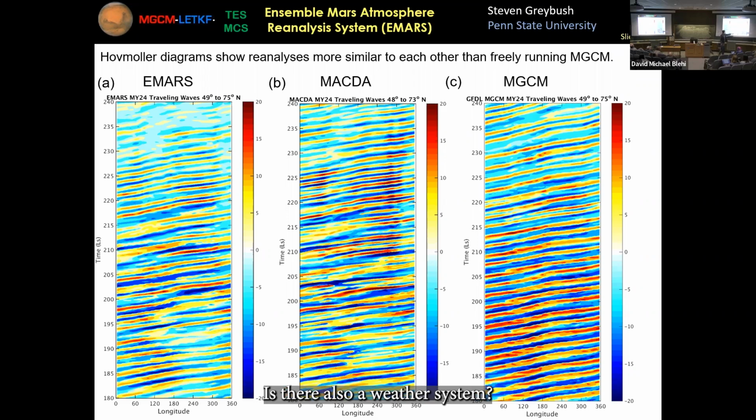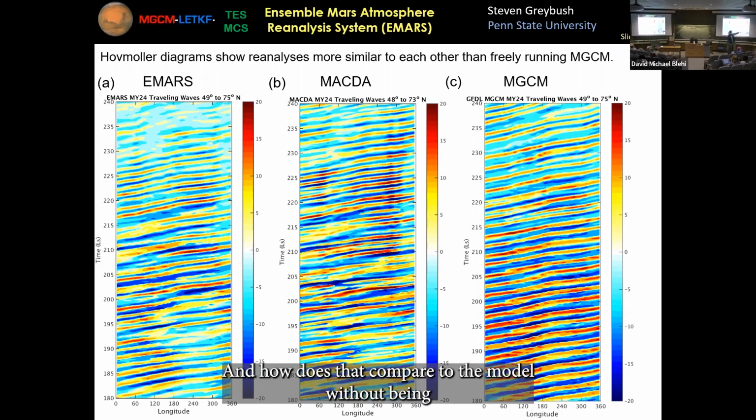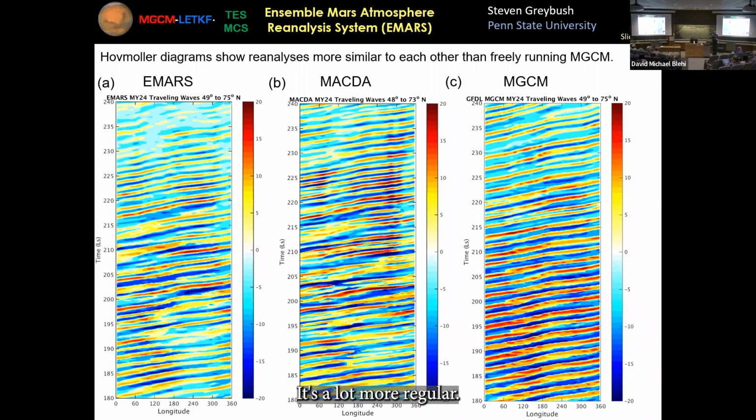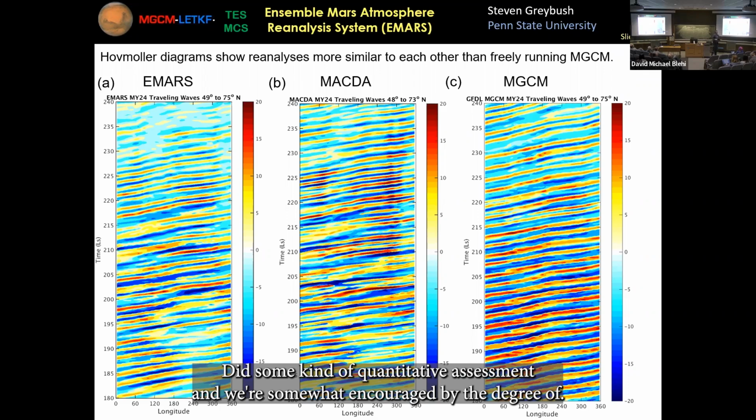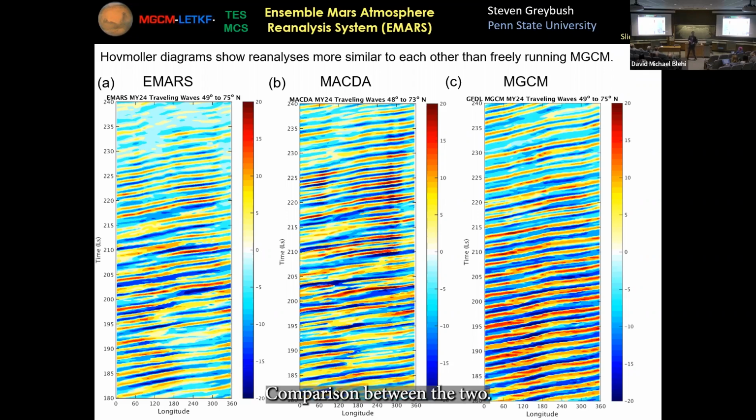So we want to see if EMARS says there's a weather system here, is there also a weather system in MACDA, a completely different reanalysis? And how does that compare to the model without being constrained by the data? You can see the model behaves quite differently. It's a lot more regular. With the observations, we should, for the most part, be tracking the meteorology, but you do see some differences here in the detail. So that gives us some confidence. Should we trust every single one of these storms in their track? Probably not, but overall, we did some quantitative assessment and we're somewhat encouraged by the degree of comparison between the two.